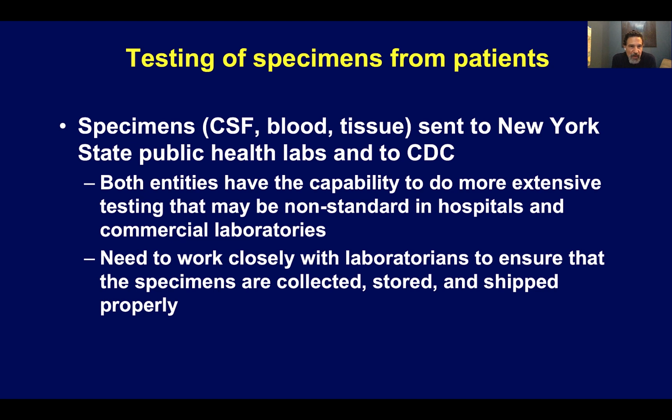And this was why there was added testing recommended here. More testing could potentially identify the actual cause, the actual virus that was causing the cases of encephalitis and meningitis. So the state and the CDC both have the ability to do more extensive testing than standard testing available in hospitals and commercial labs. And it's also important, since these are non-standard tests, for epidemiologists to work closely with laboratories and laboratorians to ensure that the specimens that they need, which are not necessarily routine, are collected, stored, and shipped properly so that they can be tested and results turned around as quickly as possible.